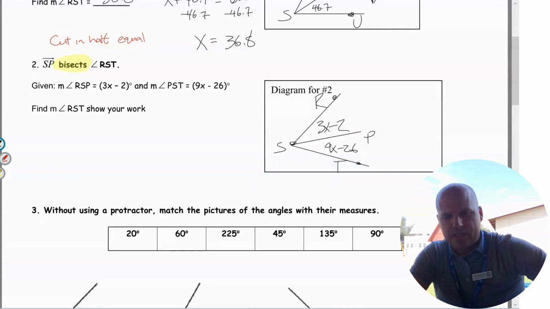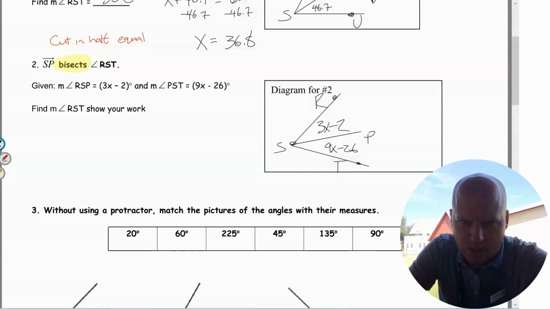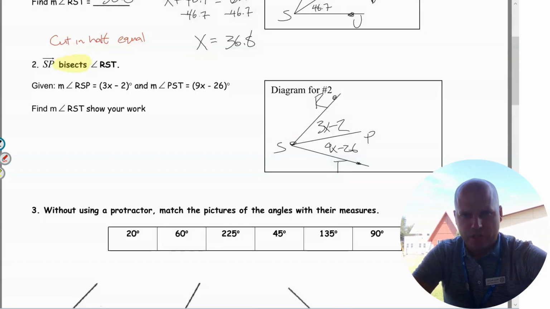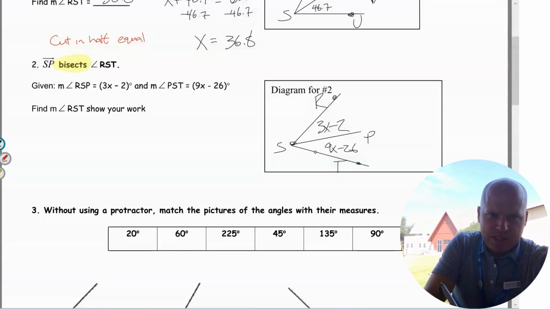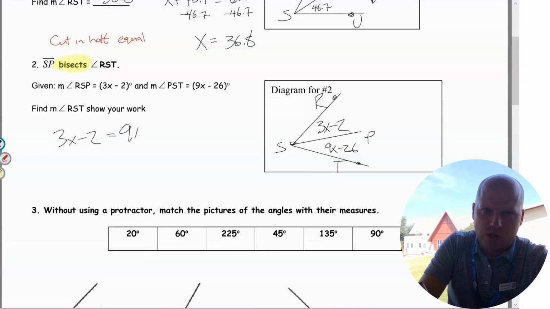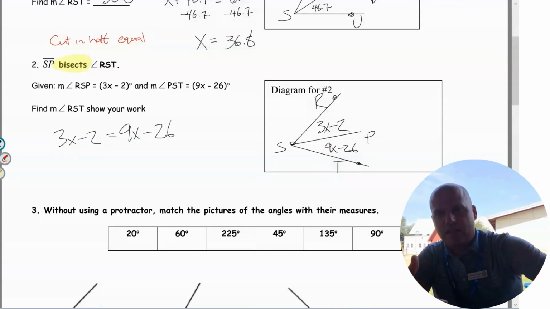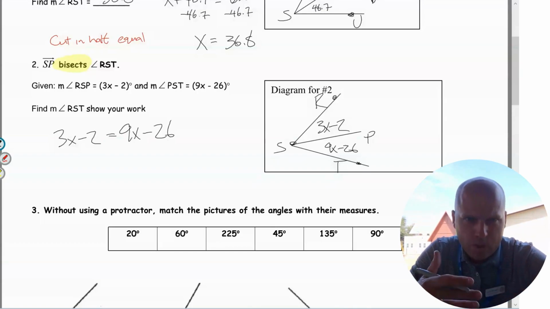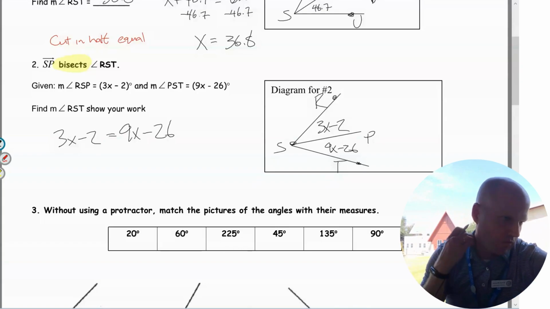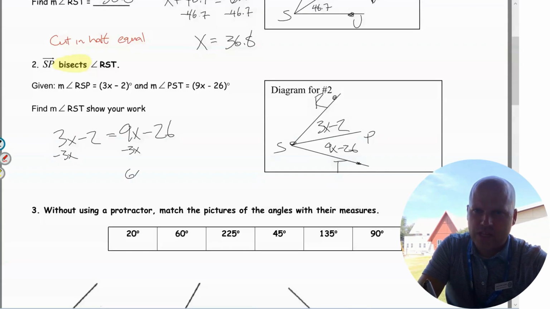Now here's the key, guys. It's harder. You can't just figure it out by looking, but we can set up and solve an equation. Since it bisects, this and this are equal to each other. I'm going to set these two expressions equal to each other. I will then solve for x, and then plug it back in to find the angle measurement. So let's see, what would be the easiest? I'm going to subtract 3x from both sides. We get 6x. I'm going to add 26 to both sides. So I get 6x equals 24. Divide by 6, x equals 4.